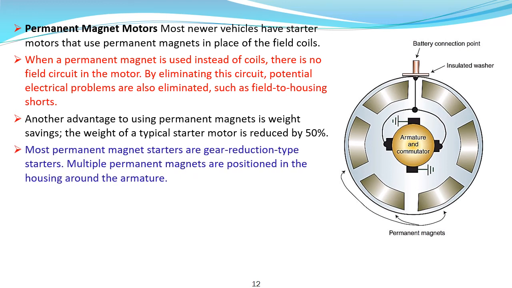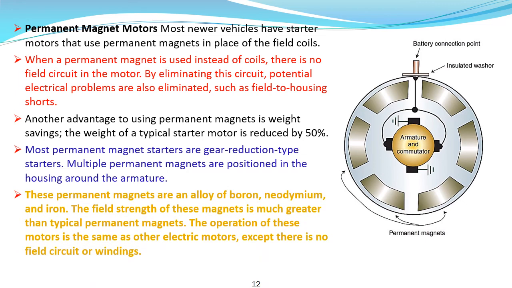Most permanent magnet starters are gear reduction type starters. There are several types that we will come to mention. Most types of permanent magnet starters used in vehicles are gear reduction type starters. Multiple permanent magnets are positioned in the housing around the armature, the moving part.